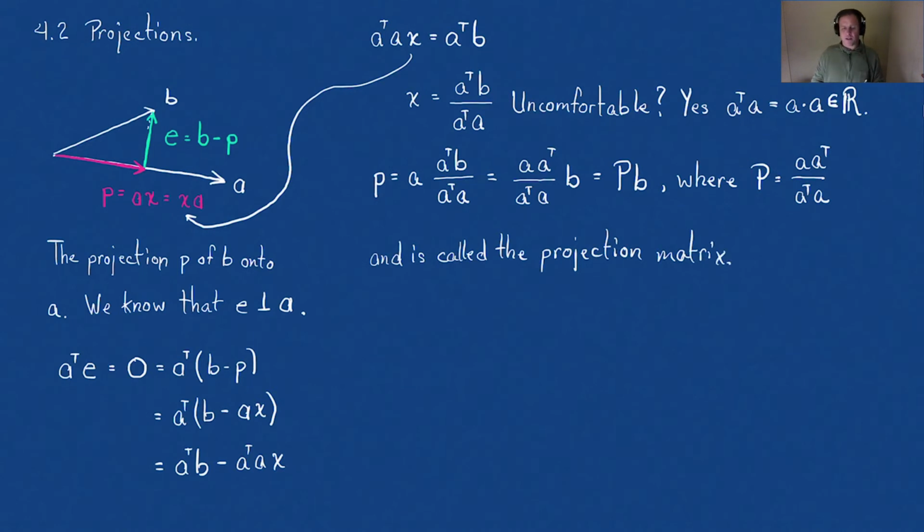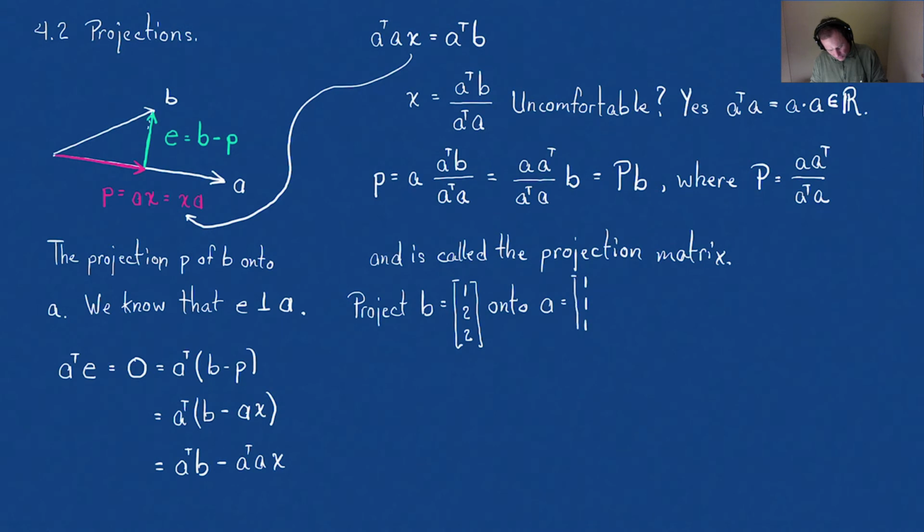Okay, let's try an example. Let's try a simple example here. So what about, we're going to project B, and B is 1, 2, 2, onto A. And A is the vector of 1, 1, 1. All right, let's try this.